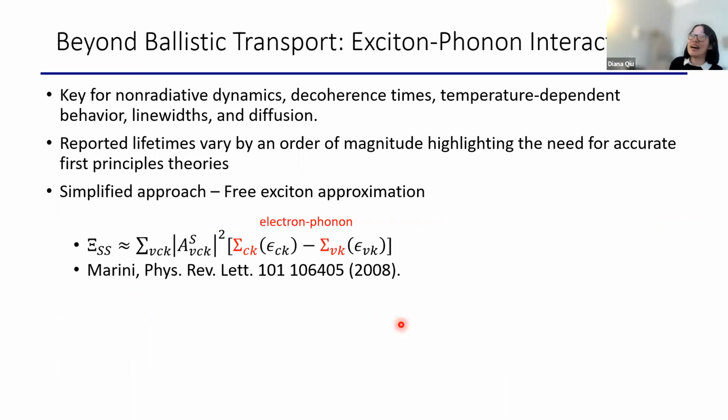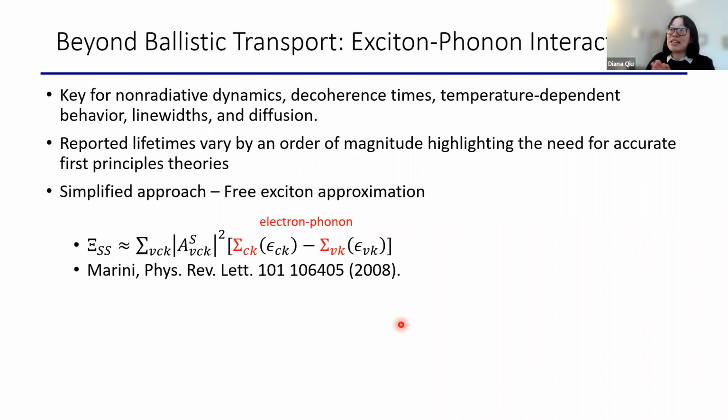Exciton-phonon interactions are really a key component for understanding non-radiative dynamics, decoherence times, temperature-dependent line widths, and exciton diffusion. They can be probed experimentally using spectroscopic methods like absorption, photoluminescence, and four-wave mixing. But reported lifetimes can vary a lot across all these techniques, highlighting the need for accurate first principles calculations. From first principles, calculations of electron-phonon interactions and electron-phonon self-energies built on top of density functional perturbation theory are something that's very well established.